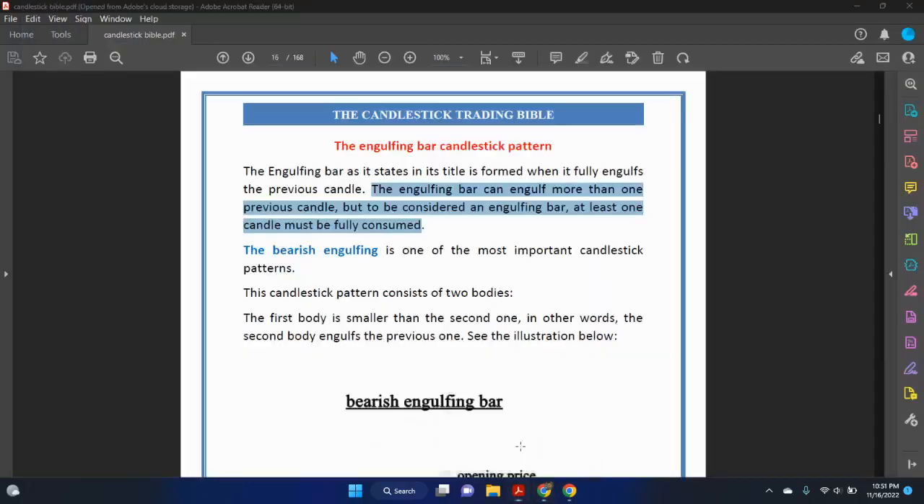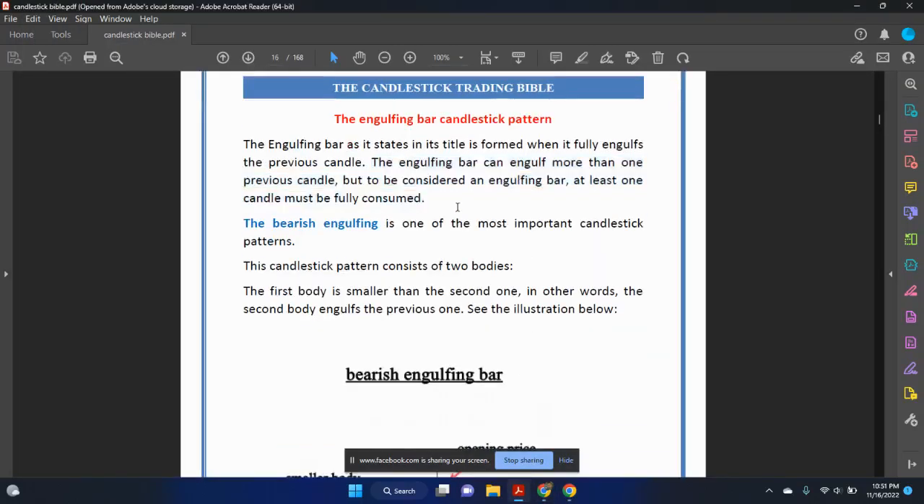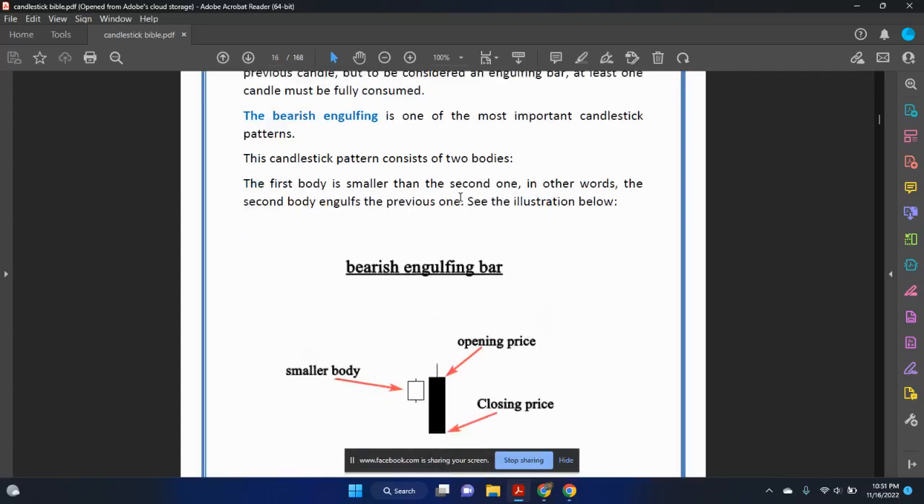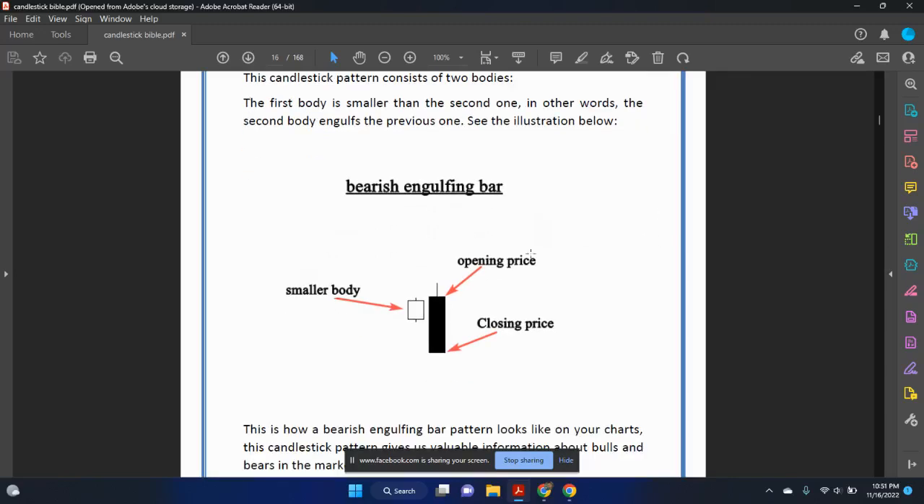All right. So what does this mean? They give us 2 examples. The bearish engulfing is one of the most important candlestick patterns. This candlestick pattern consists of 2 bodies. The first body is smaller than the second one. In other words, the second body engulfs the previous one. And then it has an illustration.